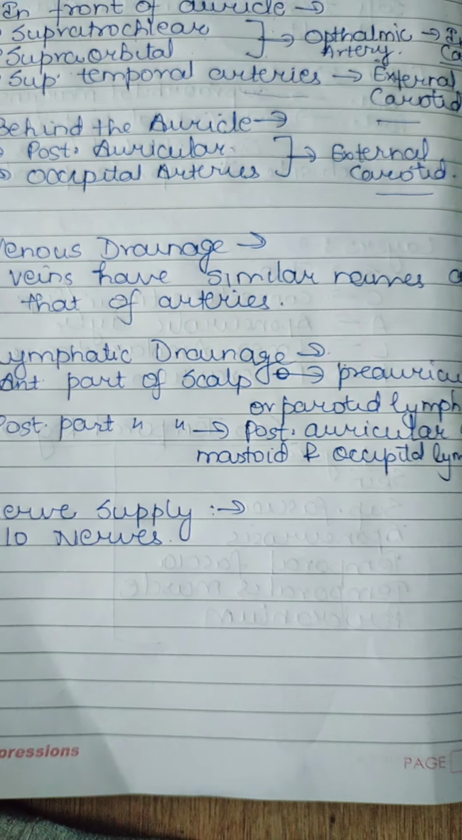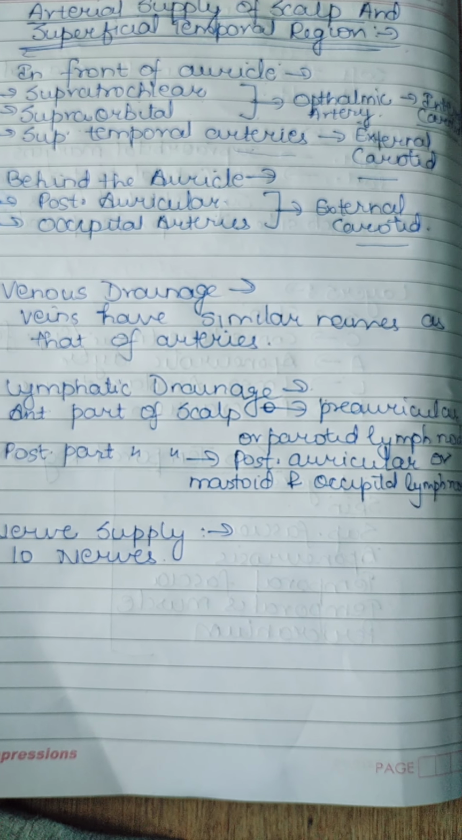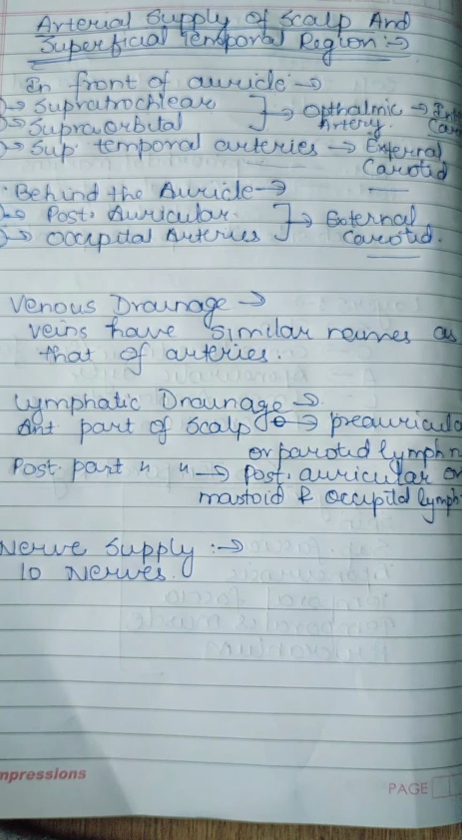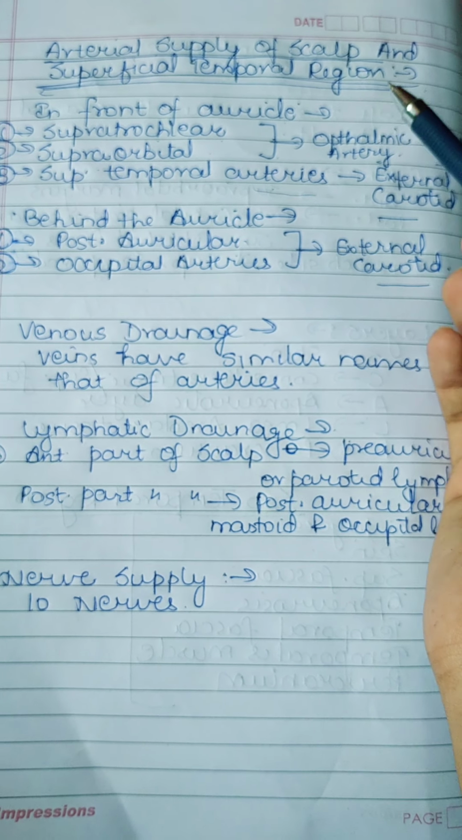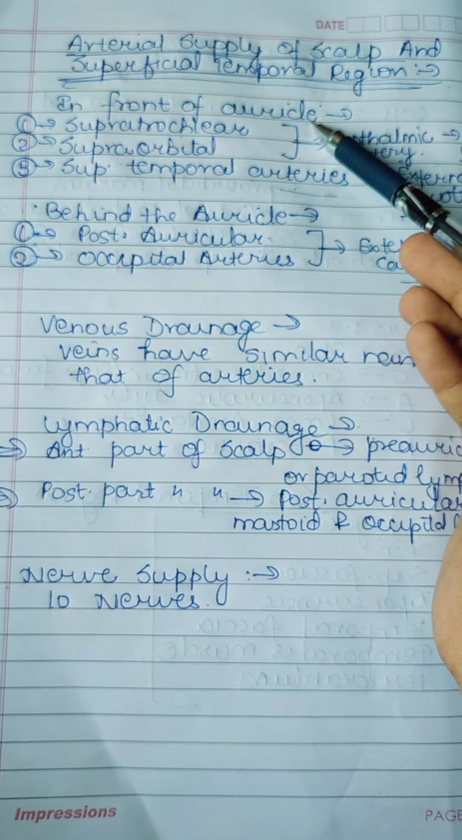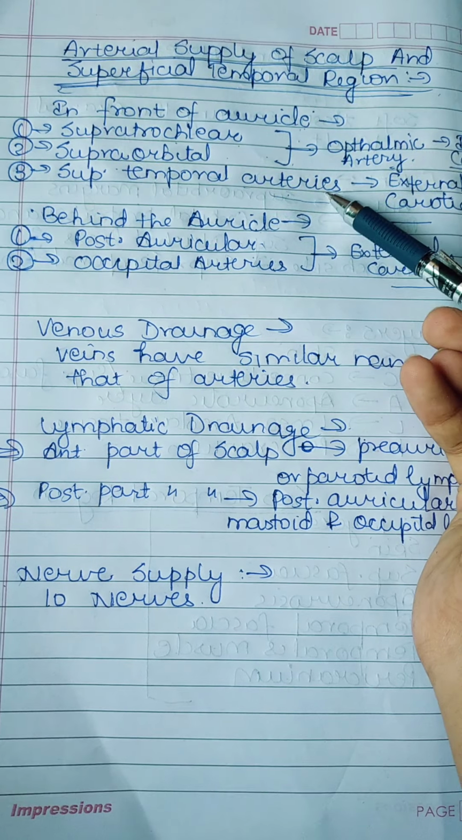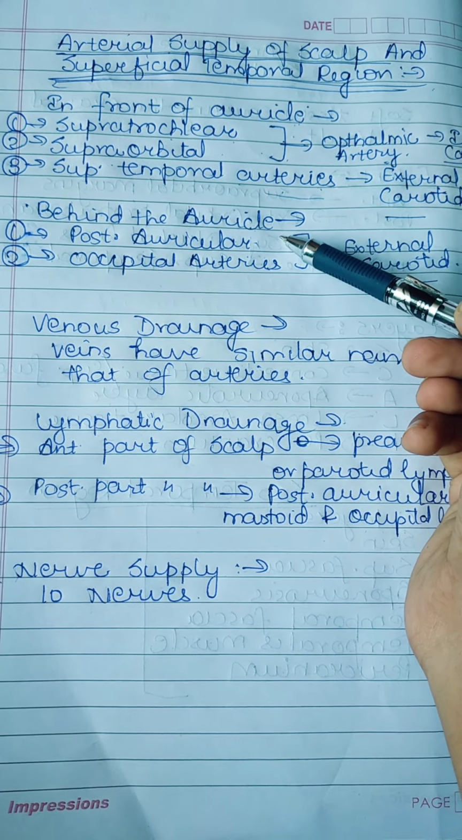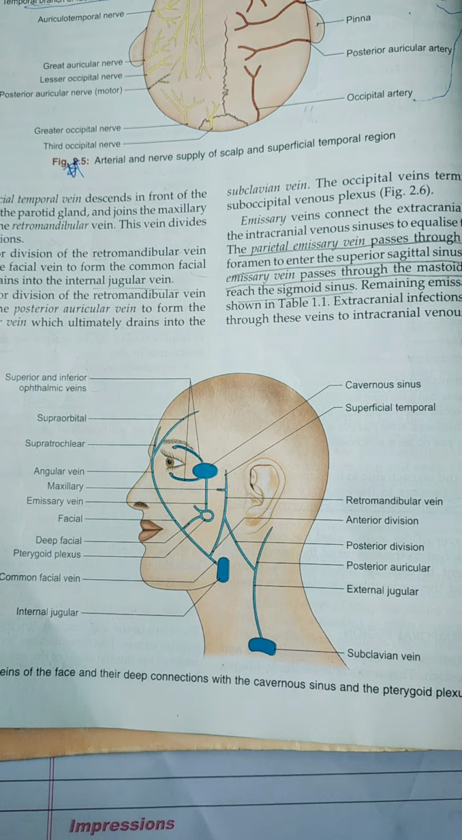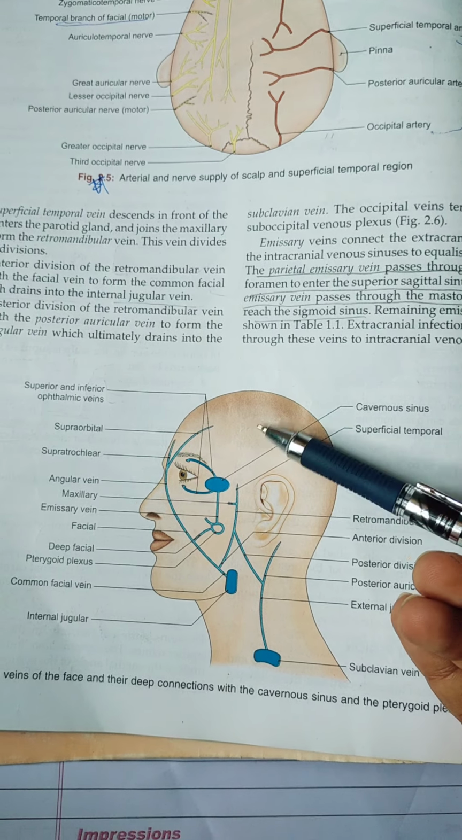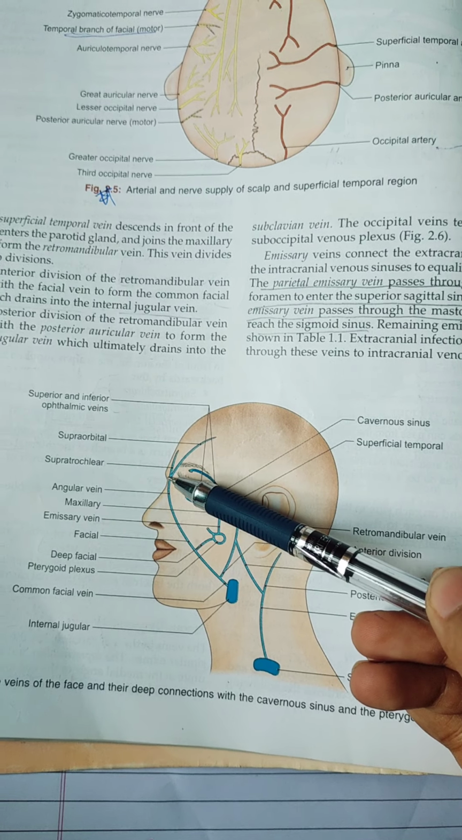We have venous drainage. Venous drainage, veins have similar names as that of arteries. It means there will be, and these veins accompany these arteries: supratrochlear vein, supraorbital vein, superficial temporal vein, posterior auricular vein, occipital vein. Okay, so here is the venous drainage: supraorbital, supratrochlear.